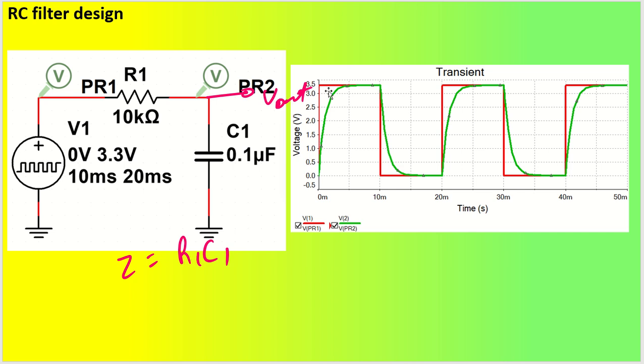Understood? The red signal is my input voltage source, which is a square wave input, and at the capacitor you can see there is a little bit of rise time and fall time. So we'll design this circuit and simulate it in Multisim.